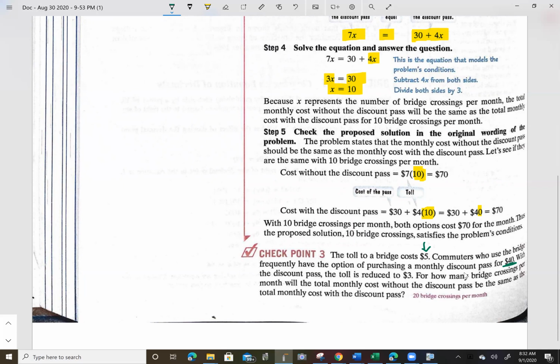With the discount pass, the toll is reduced to $3 per time. For how many bridge crossings per month will the total monthly cost without the discount pass be the same as the total monthly cost with the discount pass?